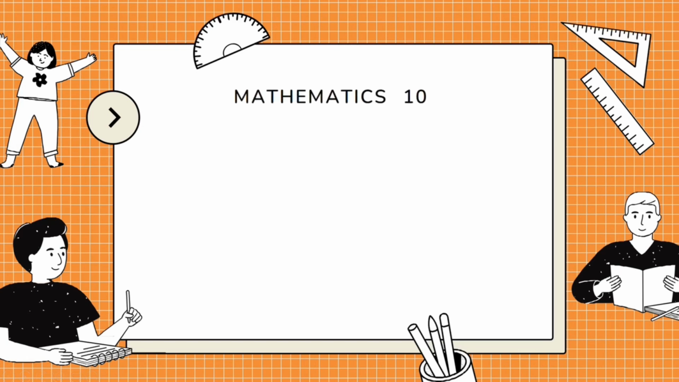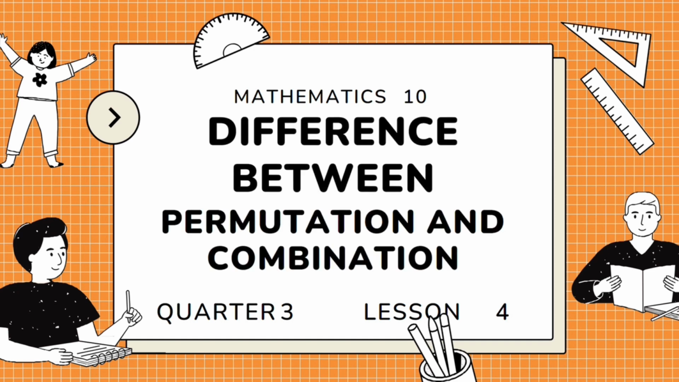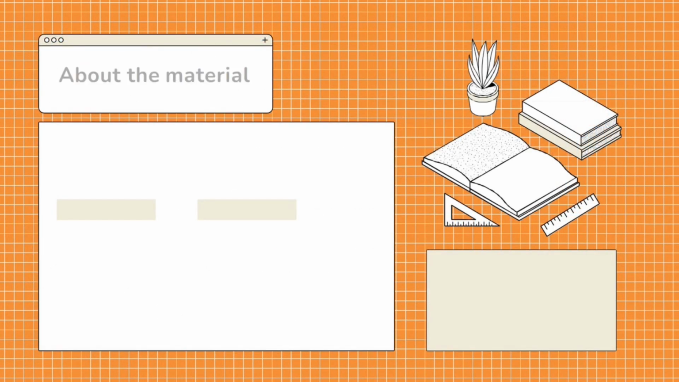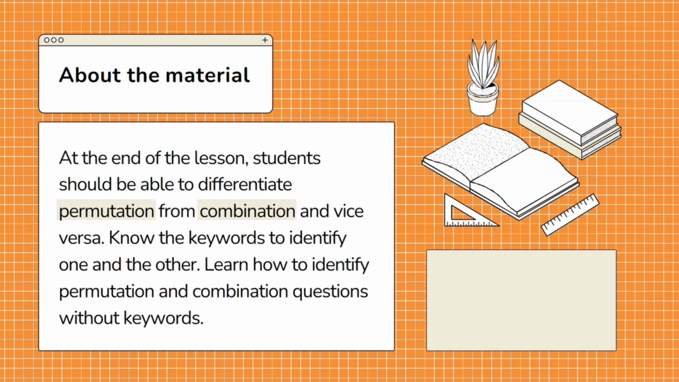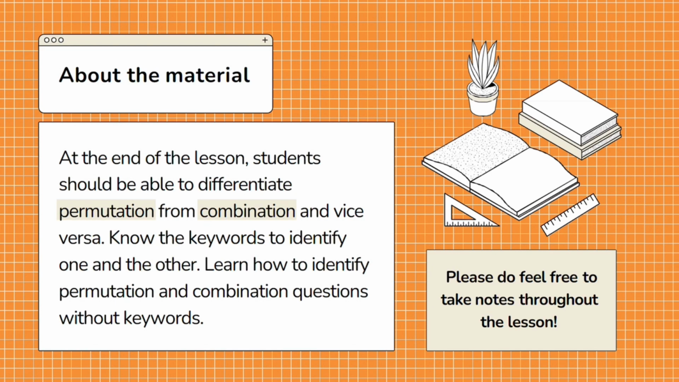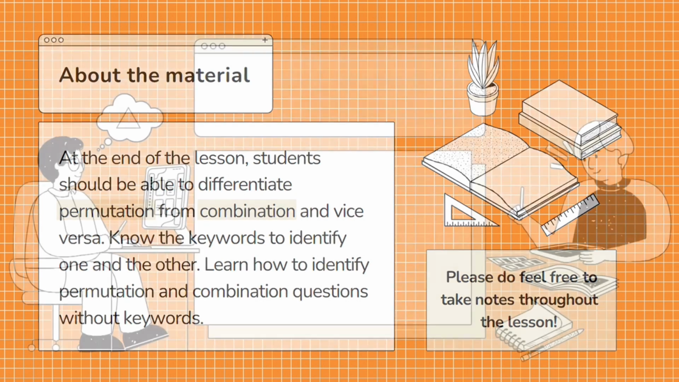Good day, students and mathematicians. I hope you're having a wonderful day. For today's video, we have a wonderful lesson. Sit back and learn as we discuss the difference between permutation and combination. At the end of this video, you should be able to differentiate permutation from combination and vice versa. You are also expected to know the keywords to identify one and the other, as well as learn how to identify permutation and combination questions. But no pressure. Feel free to take notes throughout the lesson.